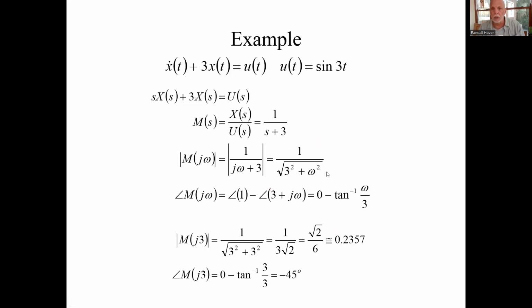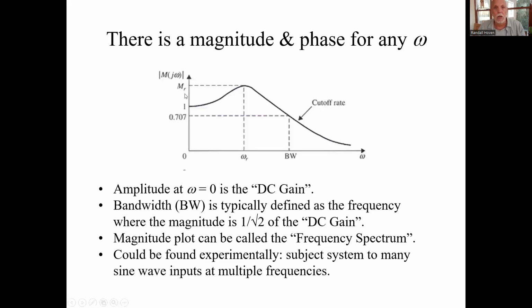So there it is for any omega. Here's what the phase is for any omega. This is the gain for any omega. In our case, the omega was 3, so just plug in 3 for those formulas and get numbers. So if you notice, you're going to get a magnitude and a phase for any omega. Here's like a case of the magnitude, what it might look like.